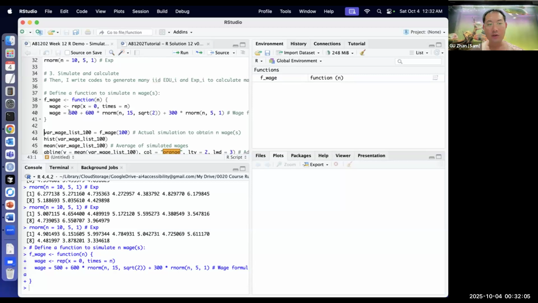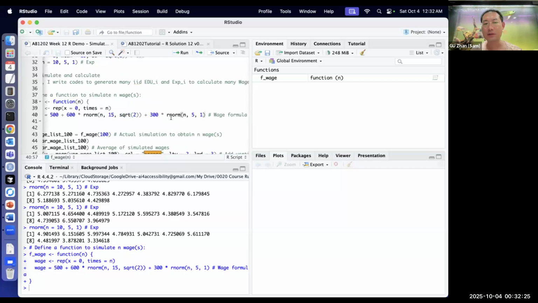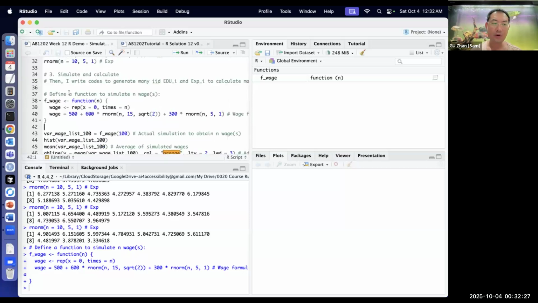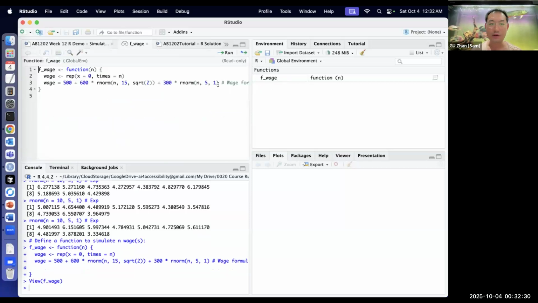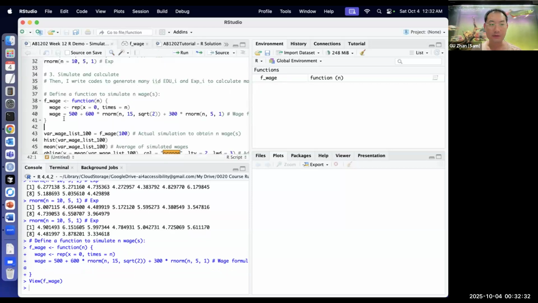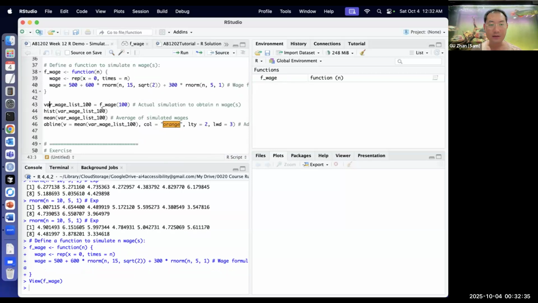So the wage is 500, which is the base, plus 600 times the normal distribution that we want to get n numbers. So n equal to 100, from a normal distribution of mean equal to 15, standard deviation as SQRT2, then plus the working experience. Then we have already defined this function. So this is a function we already defined. Then after that, what we do is wage, f wage 100. So we can do this.